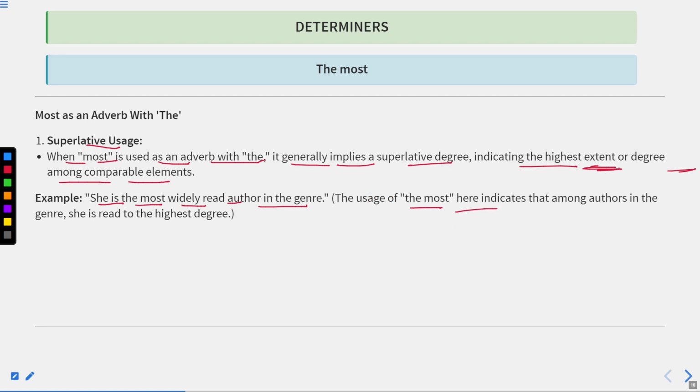The usage of the most here indicates that among the authors in the genre, she is read to the highest degree. Now, one thing is there. You can notice over here that whenever we have the most superlative structure with a singular noun, it indicates that it is an adjective. But if it is used with a plural noun, it means several other things can also be equal to this. There it behaves like an adverb. Okay, so this you can notice in the pattern of this. However, this is not a written pattern, but you can easily analyze or notice this.